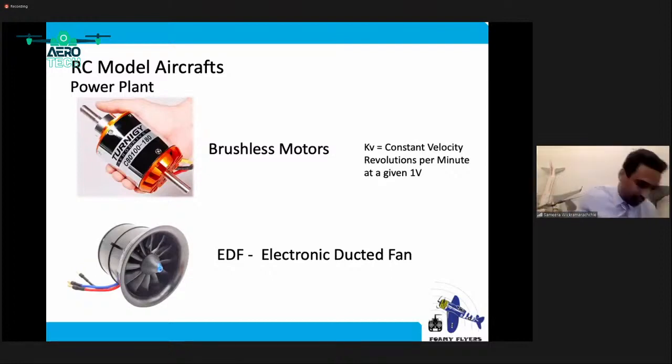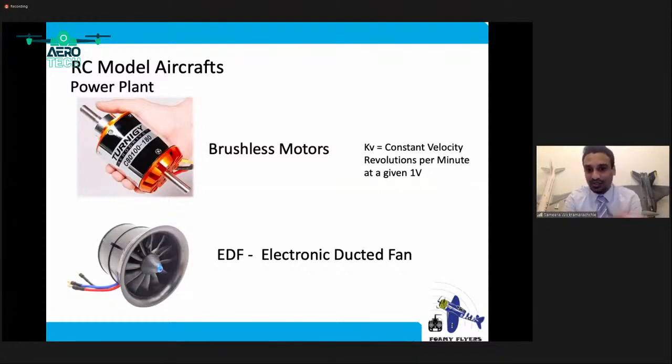So you will have to choose what motors you're going to use, and it depends on the particular aircraft, or the size or the weight of the aircraft. And then you can choose what motors you're going to use and what size of propellers you're going to use. But I'll come into that later on.